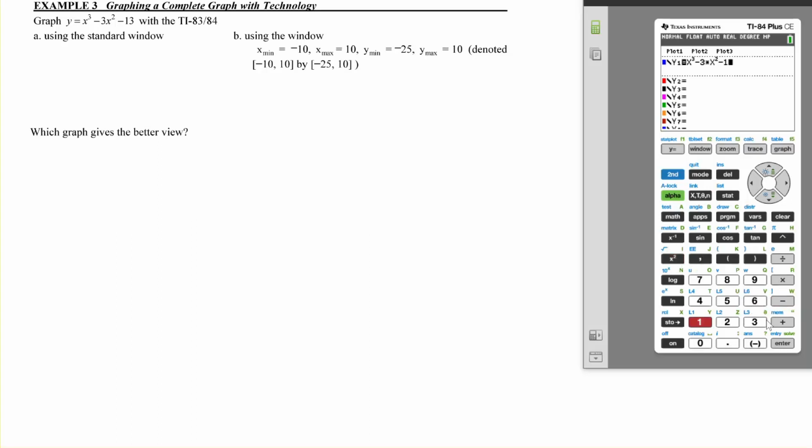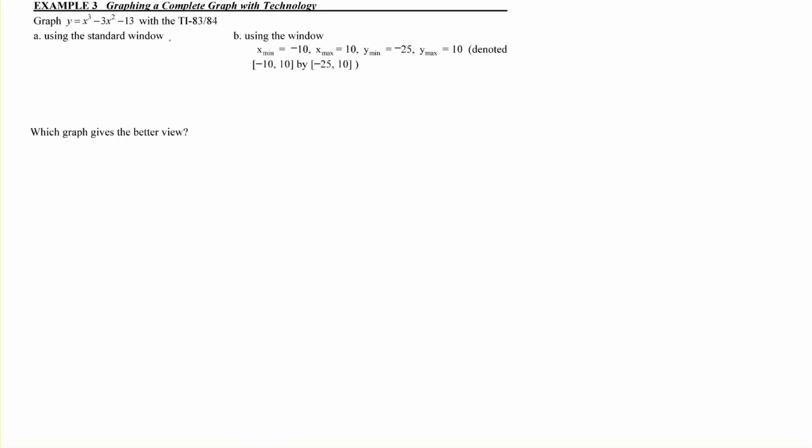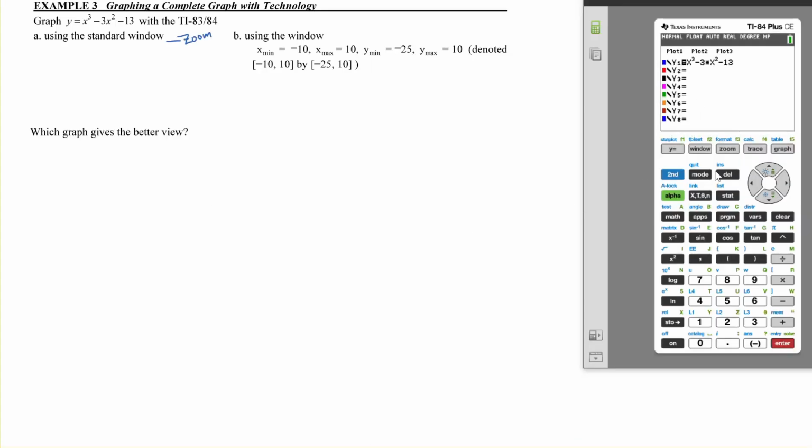And minus 13. Okay. And they want us first off to graph this using a standard window. So what they're talking about there is the zoom setting. So let's go to zoom. Zoom standard is option 6. So you can scroll down to select 6, or you can just press 6.